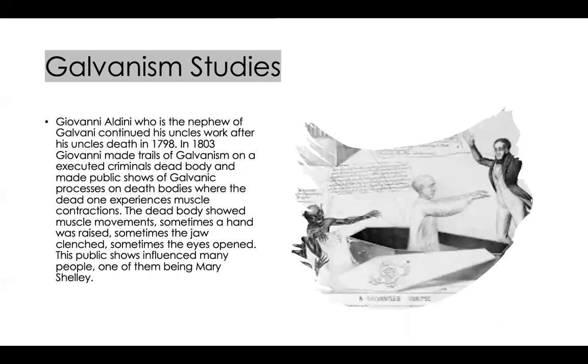Galvanism studies. Giovanni Aldini, who is the nephew of Galvani, continued his uncle's work after his uncle's death in 1797. In 1803, Giovanni made trials of galvanism on an executed criminal's dead body and made public shows of galvanic processes on dead bodies where the dead experienced muscle contractions. The dead body showed muscle movements, sometimes the hands were raised, sometimes the jaw clenched, sometimes the eye opened. These public shows influenced many people and they were popular. One of the influenced people was Mary Shelley, the writer of Frankenstein. So do you see the point I'm making here?